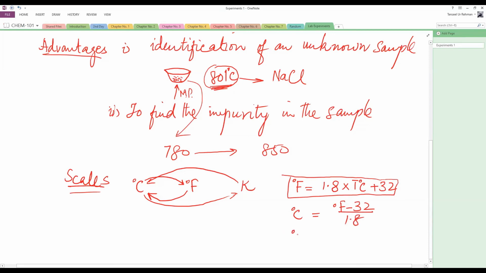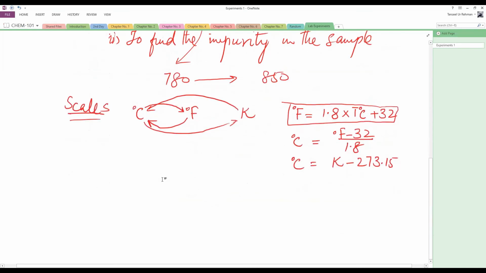And similarly, we can change Kelvin to Celsius: temperature in Kelvin minus 273.15. So this is our today's discussion. Just watch another video. Your question is at the end of this experiment.